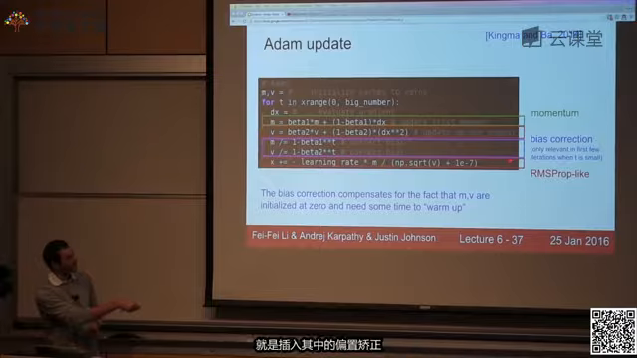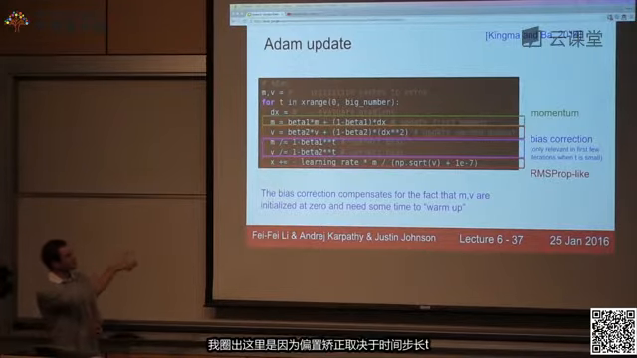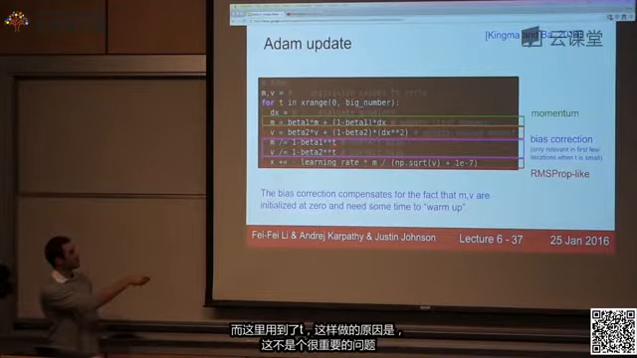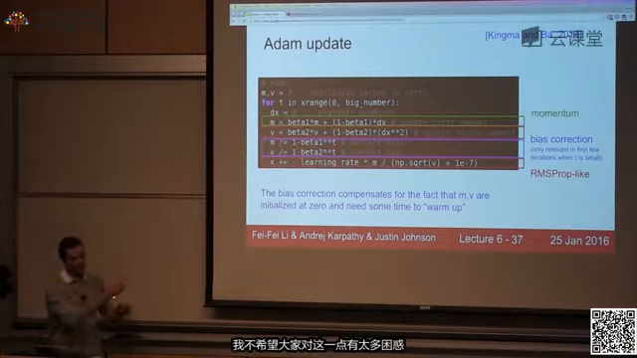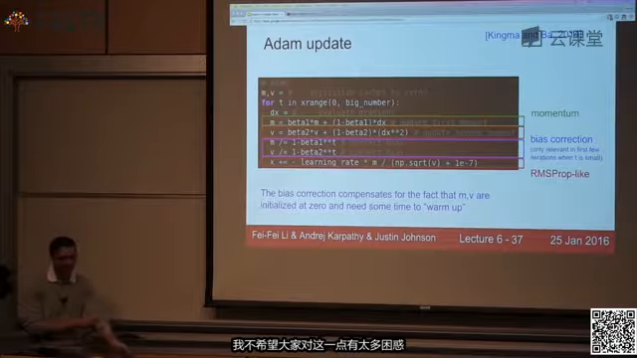There's this thing called bias correction that they insert there. And the reason I'm expanding out the loop is that the bias correction depends on your absolute time step t. So t is used here. The reason for that is a minor point, and I don't want anyone to be confused about this too much.